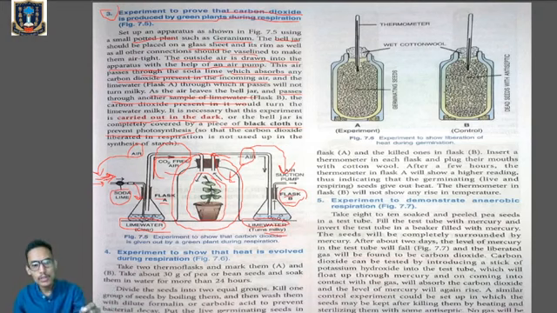Now that air which is being introduced into conical flask A needs to pass through the soda lime. The function of soda lime is to absorb all the carbon dioxide present in the air, so that the air will be free of carbon dioxide. So when the air moves to conical flask A, the lime water will not turn milky, it will be clear, because there is no carbon dioxide in the air.